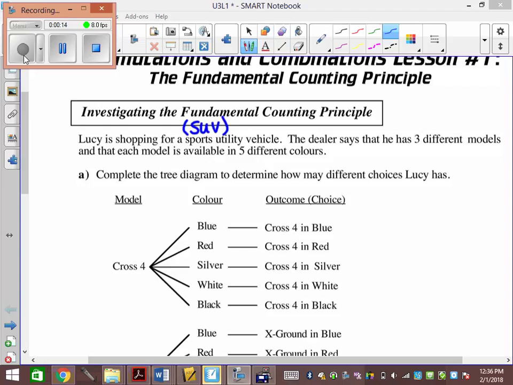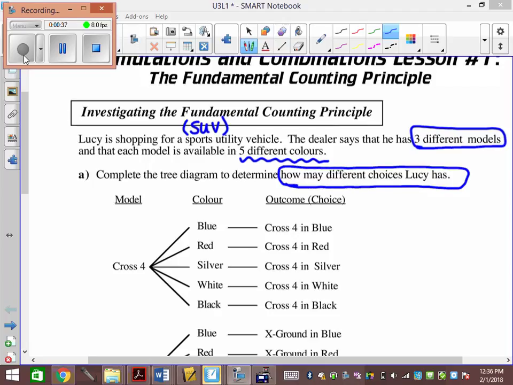Okay. The dealer says that he has 3 different models. And that each model comes in 5 different colors. We have to complete the tree diagram to determine how many different choices Lucy has. So when she walks out and she's deciding, how many different choices can she choose from, right? So we're going to do a tree diagram.